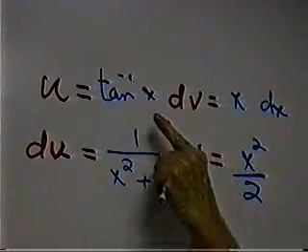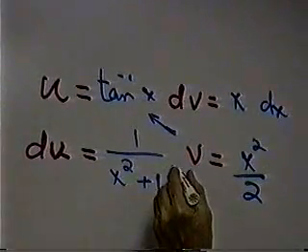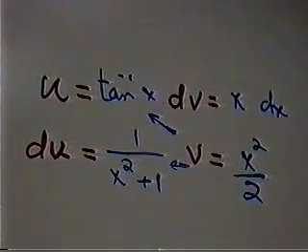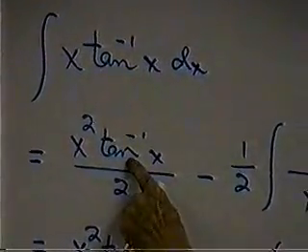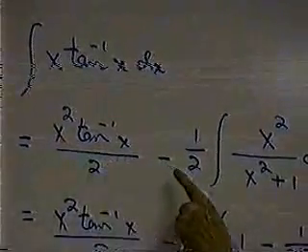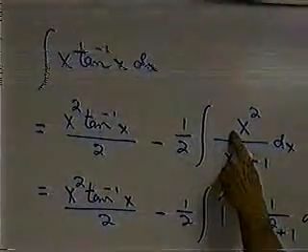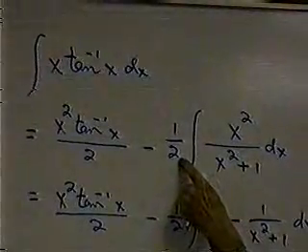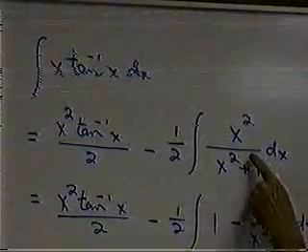So what we have is uv, this times this, minus the integration of this times that. So let's go back and look at the problem again. So what we have is u times v. U is inverse tangent, v is x squared over 2. Minus the integration of, put the 1 half out in front, x squared times 1 over x squared plus 1 dx. Now, how do we integrate this?